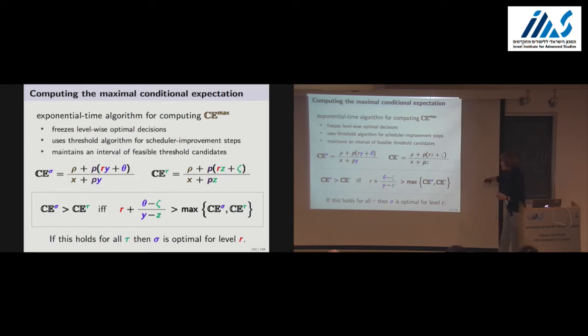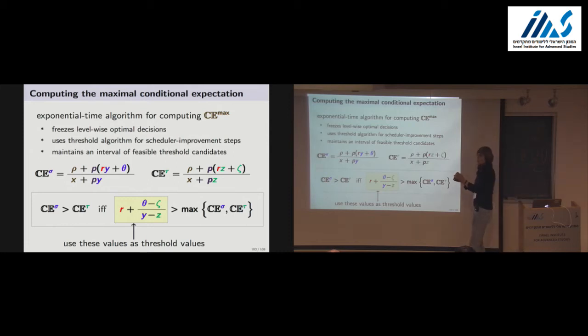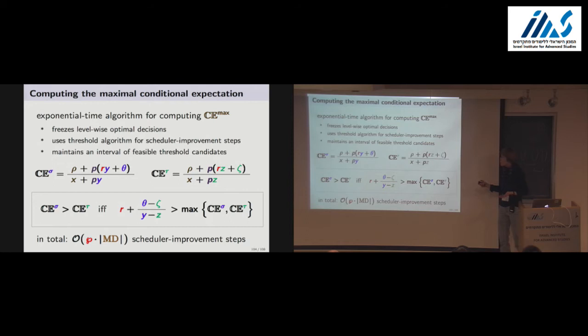If this constraint holds, then consider a scheduler sigma: sigma is optimal for level R. So what we do is, instead of just taking the conditional expectation of the last scheduler, we try to make bigger jumps. We deal with these values as the threshold values of the threshold algorithm, and then one could prove that indeed an exponential number of scheduler improvement or policy iteration steps is sufficient.